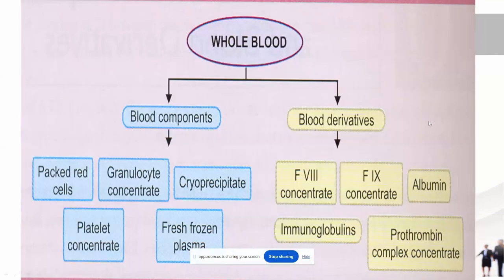This is another algorithm. From whole blood, you will get blood components. The blood components will be processed like the previous procedures. And from plasma, you will get blood derivatives or blood products, which can include factor 8, 9, albumin, immunoglobulin, prothrombin complex, and others.